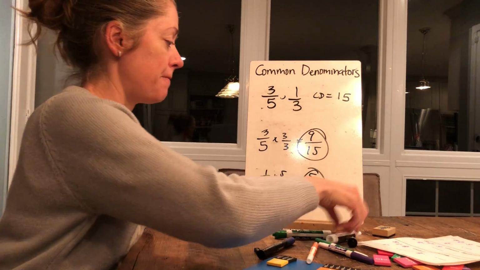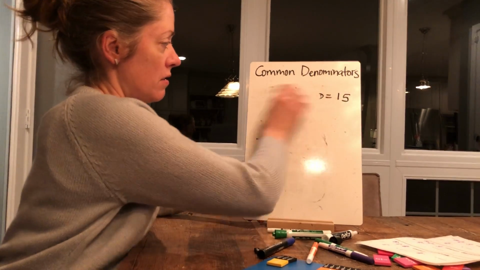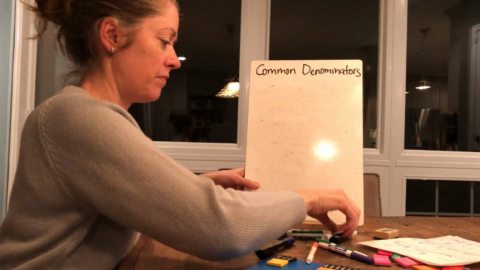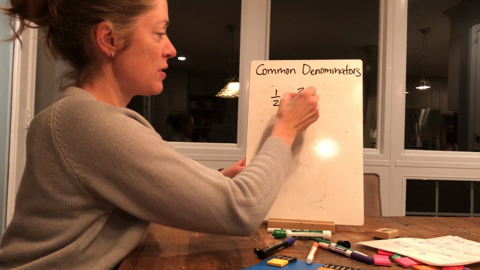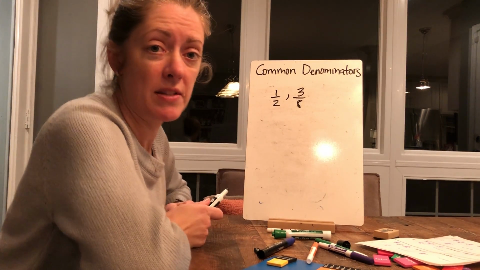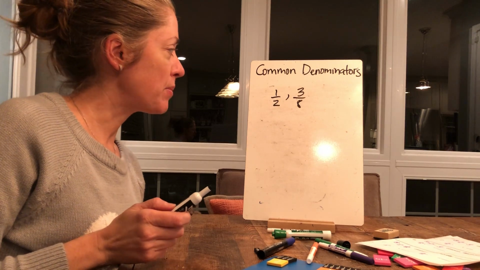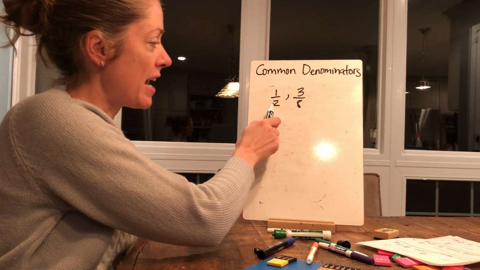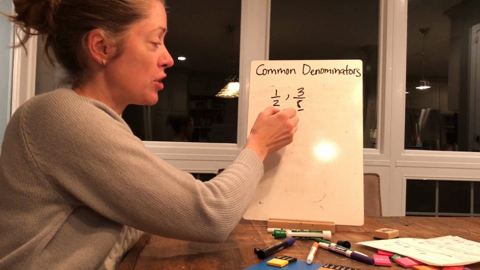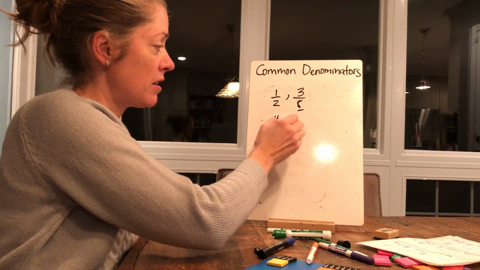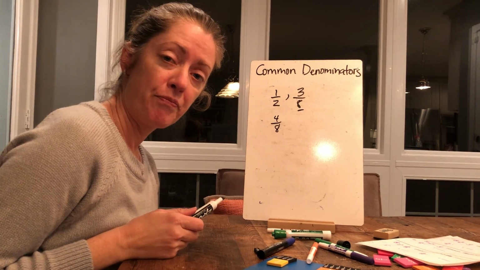Lastly, number 5. We have 1/2 and 3/8. Now this one you could have done in many ways. The easiest way, I believe, would be just to change the half into 8ths. Because this is already in 8ths, you could change that into 8ths to 4/8. And then 3/8 stays the same. That's one way.